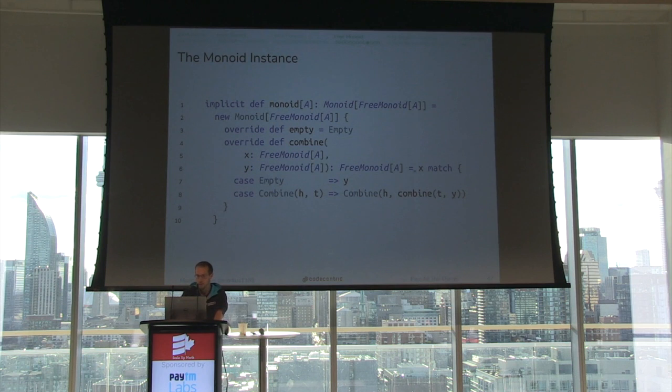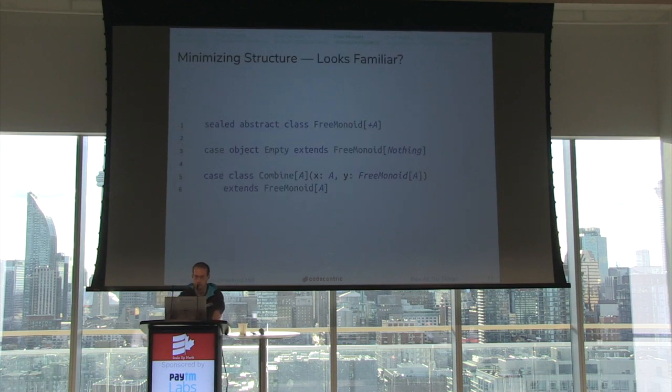So we pattern match on the first argument. If it's an empty case, we just return our second argument, because we can get rid of this according to the identity laws. And in the combine case, we just nest it to the right. And this ensures that everything is correct.